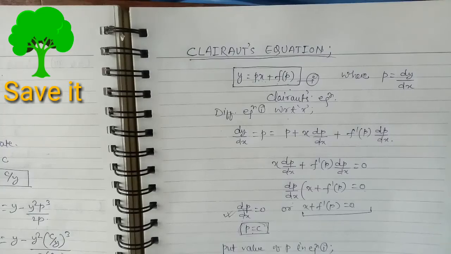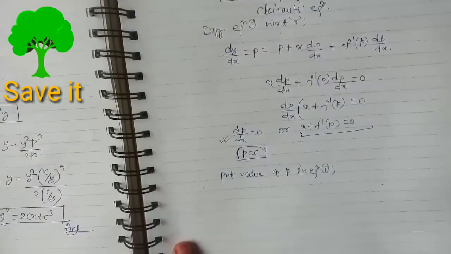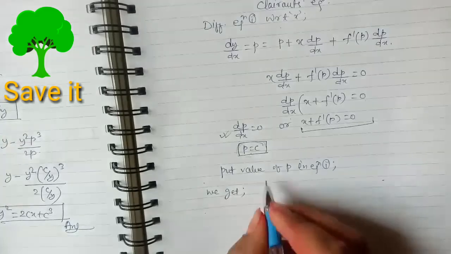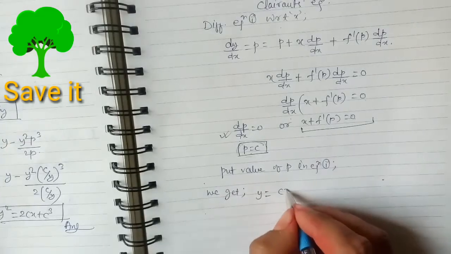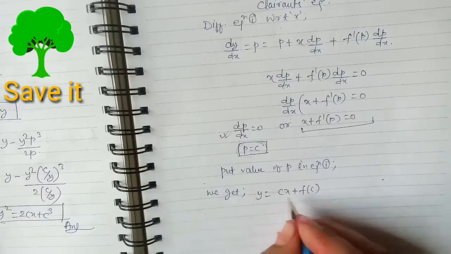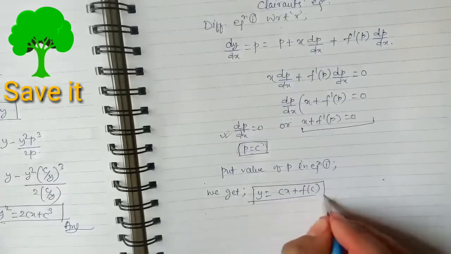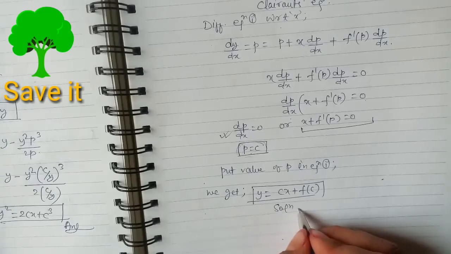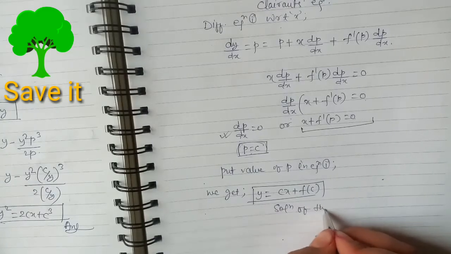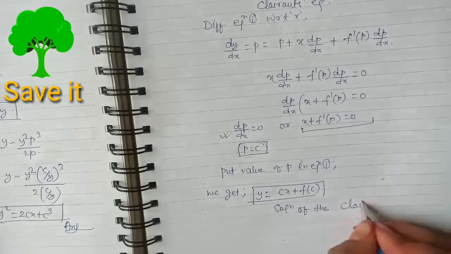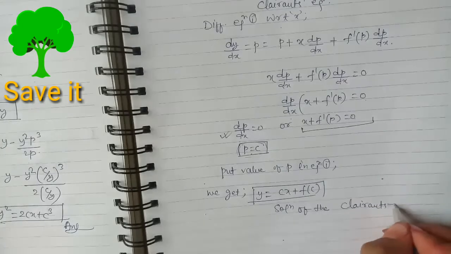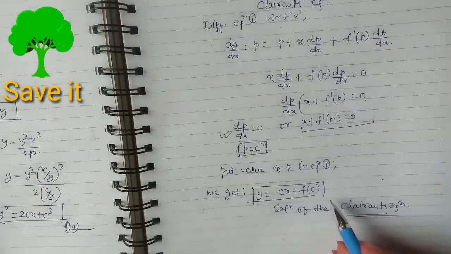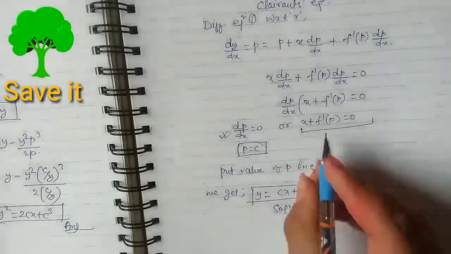We get y is equal to cx plus function of c. This is the solution of the Clairaut's equation.